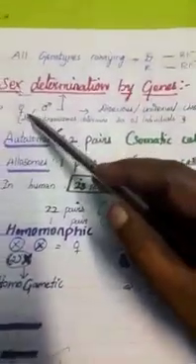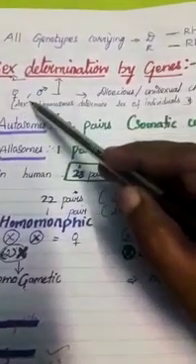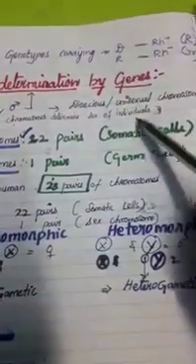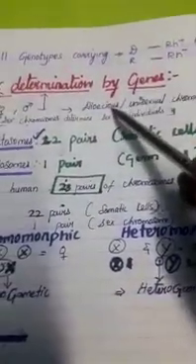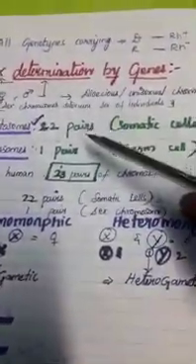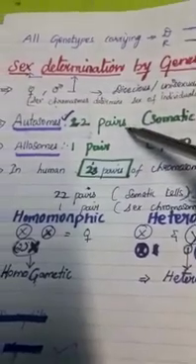Here you learn sex determination by genes, the sex of the male and female in the established species. Sex chromosomes determine the sex of the individuals, in such kinds of dioecious and unisexual organisms. Dioecious means bisexual. So you already learned how many chromosomes are present in human beings.